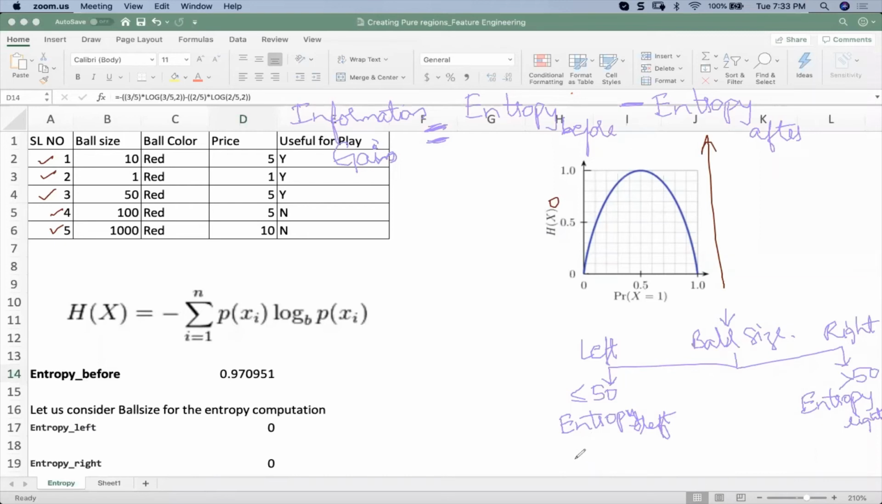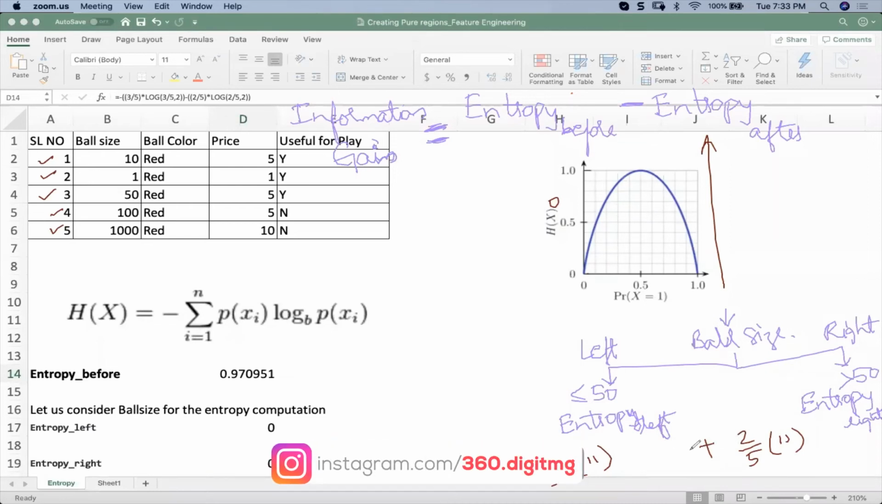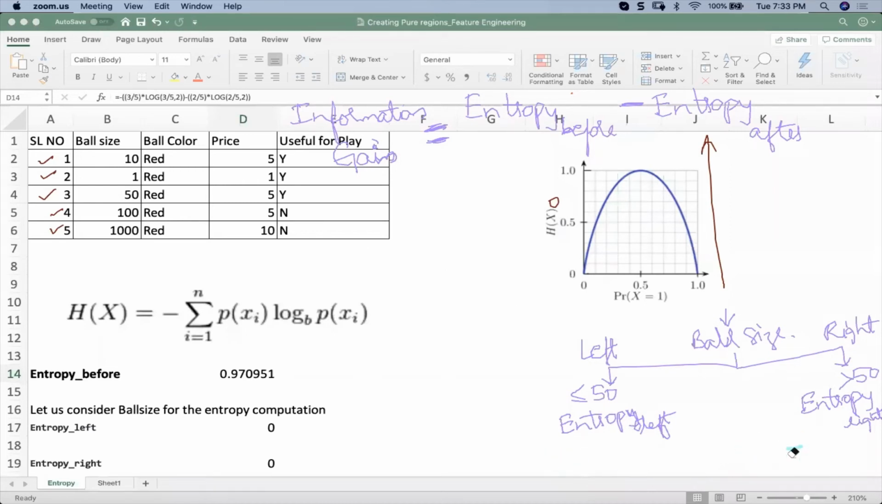So since on the left side you have 3 out of 5, you say 3 by 5, multiply it with entropy on the left side, plus on right side you have 2. So you will say 2 out of 5 were on right side, multiply it with entropy on the right side. When you do this, then in some sense you are taking care of the number of rows or records that you have considered to calculate the entropy. Right, so that's what we will look at now.